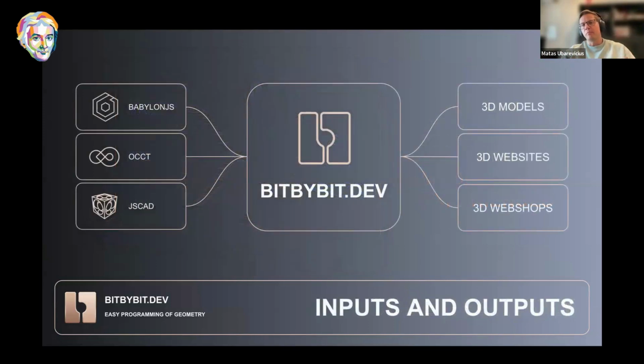Bit by Bit itself combines many open source technologies like BabylonJS, OpenCascade technology kernel, GSCAD. It bundles them in one package and exposes them in an intuitive sort of experience to users, which allows them to create 3D models that they can then 3D print or manufacture by laser cutting, for example. You can also export the scripts themselves to your own websites. And just recently, we launched 3D Bits app for Shopify. So you can integrate the 3D models and experiences into Shopify quite easily.